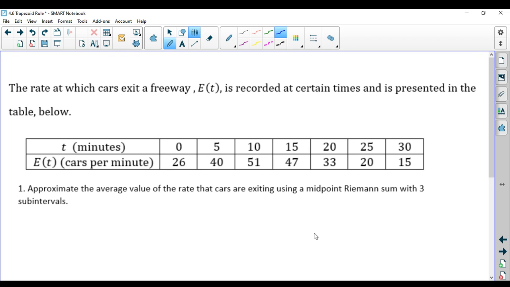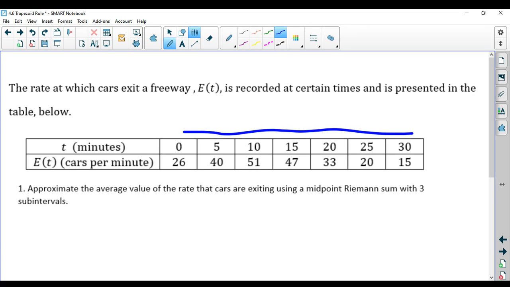So here's the last example, and it's your lucky day. It's a two-parter. We have the rate at which cars are exiting a freeway, E of t, recorded at certain times. Now this is a rate, so cars per minute. These are the rates down here. Up here we have the times.